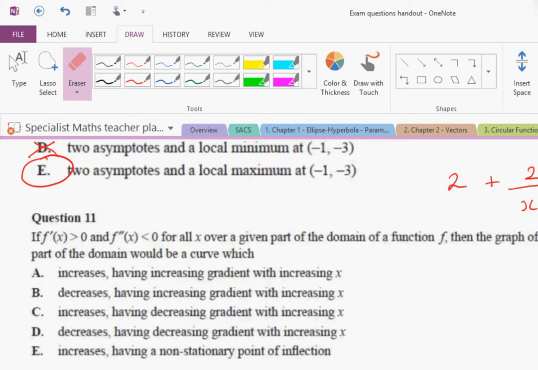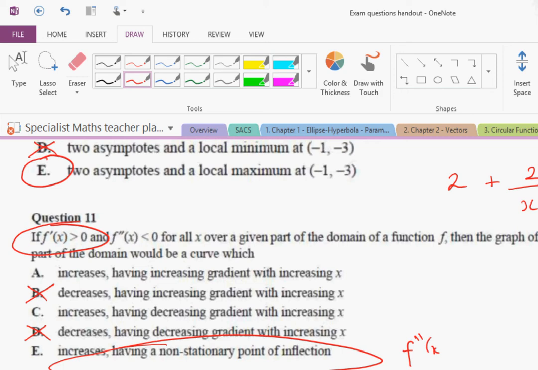Right, so this one is actually a pretty straightforward question, but students didn't do too well on this either. First of all, we know that this graph is increasing. So therefore, we've automatically ruled out B and D. We've now got options A, C or E, but it says here having a non-stationary point of inflection, f double dash of x would have to be equal to 0 at a point of inflection. So it's now A or C.